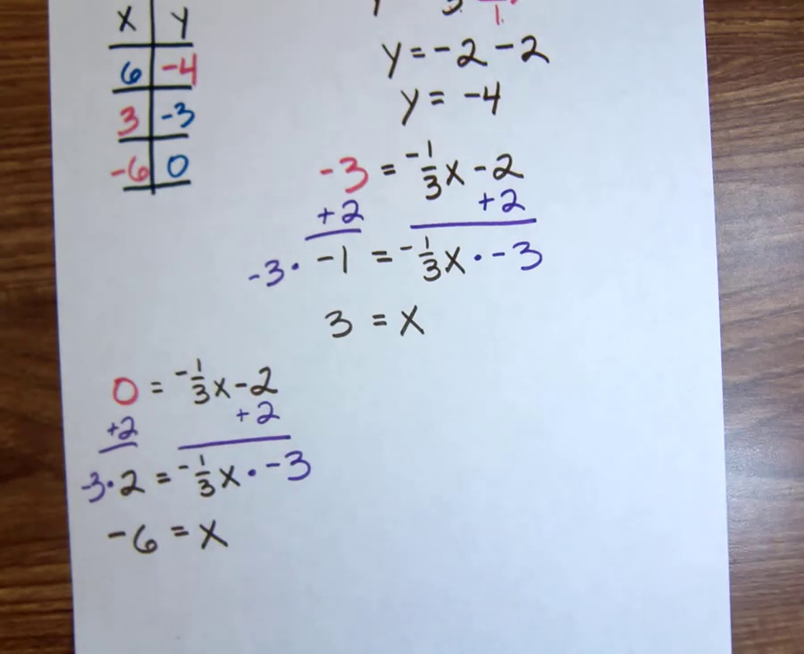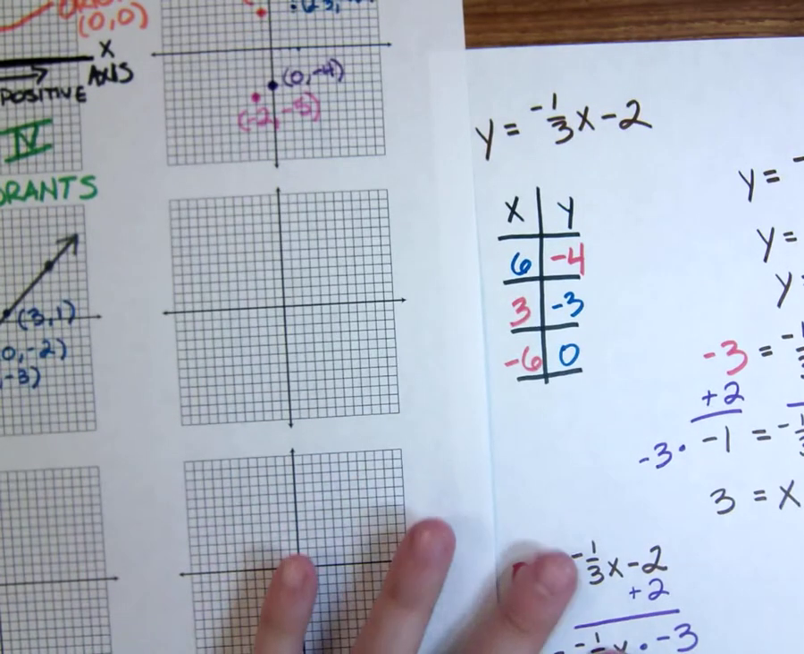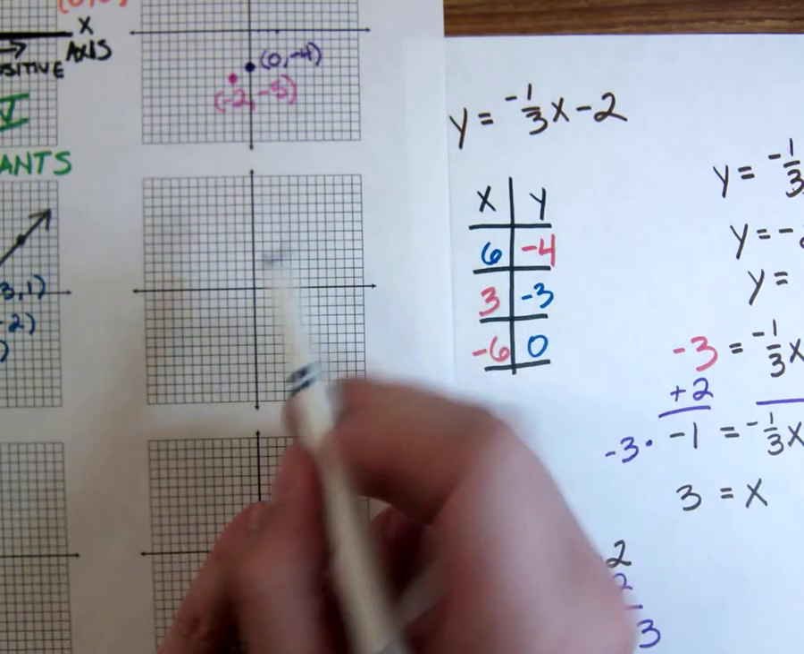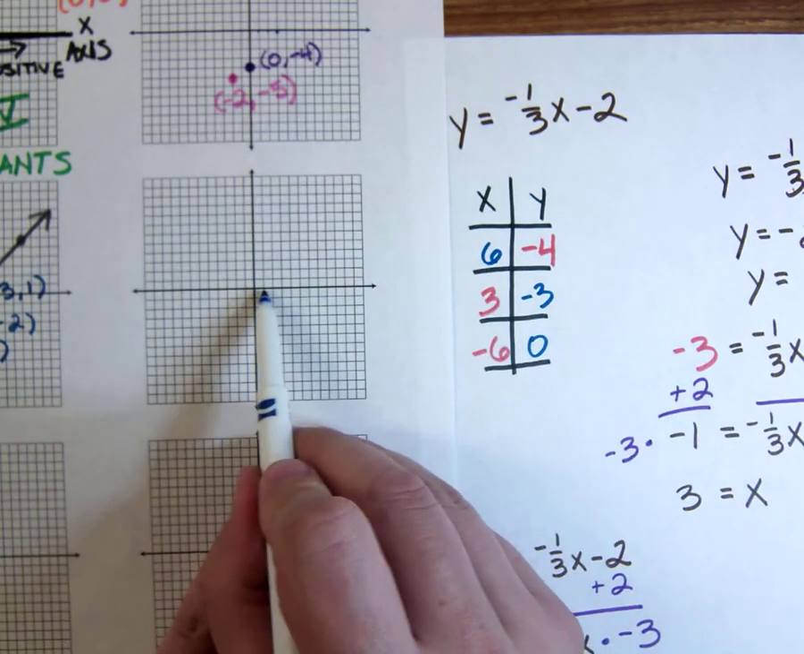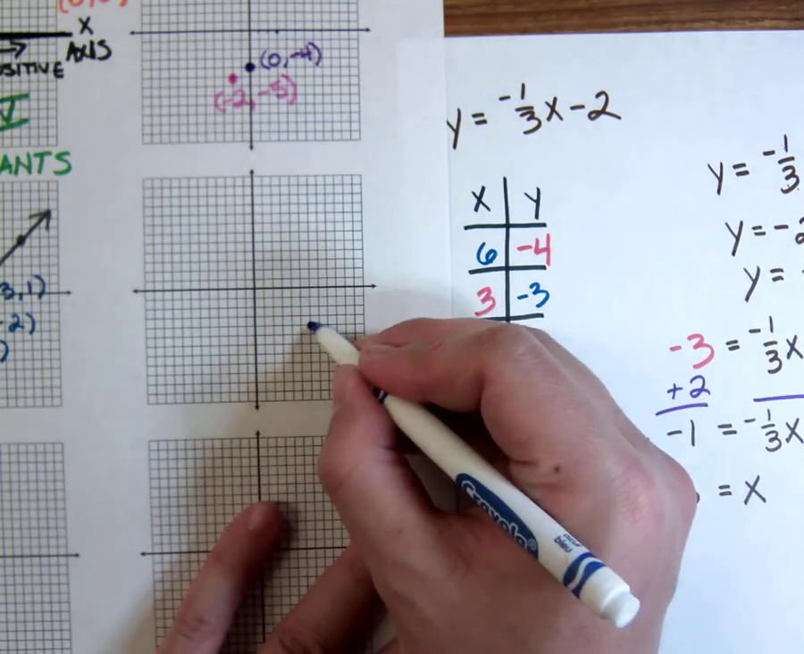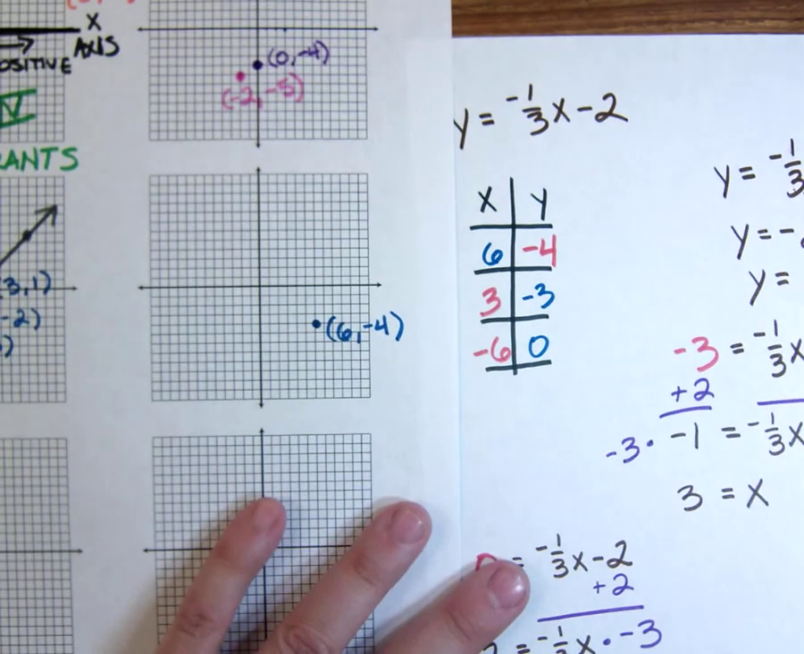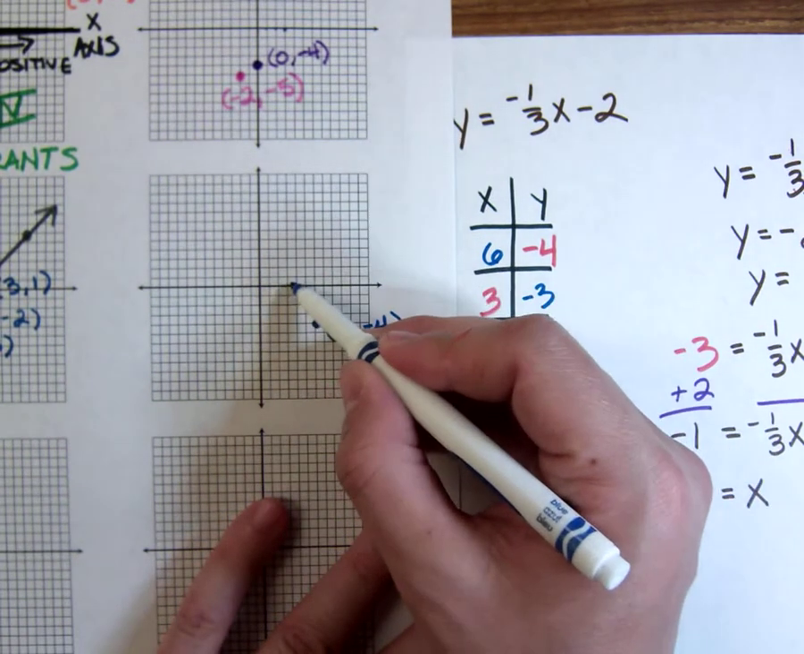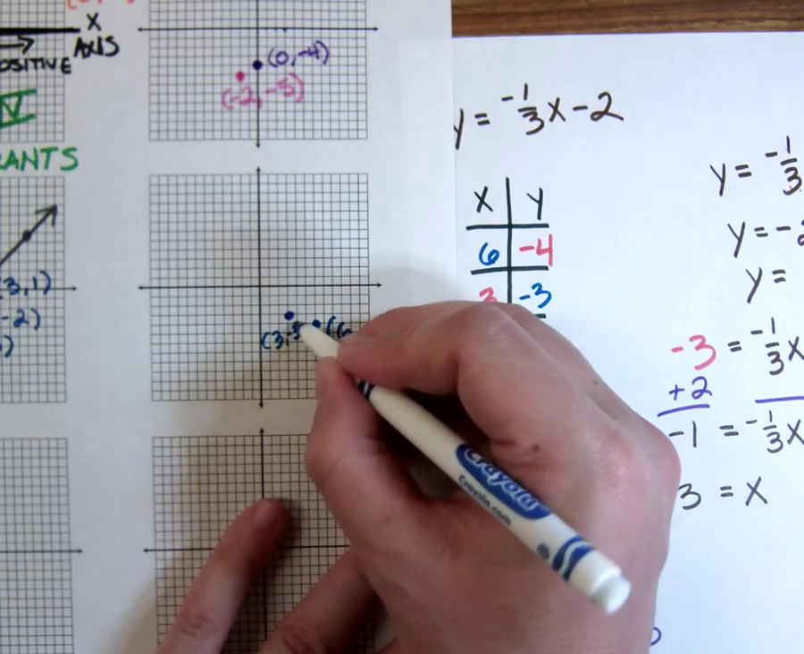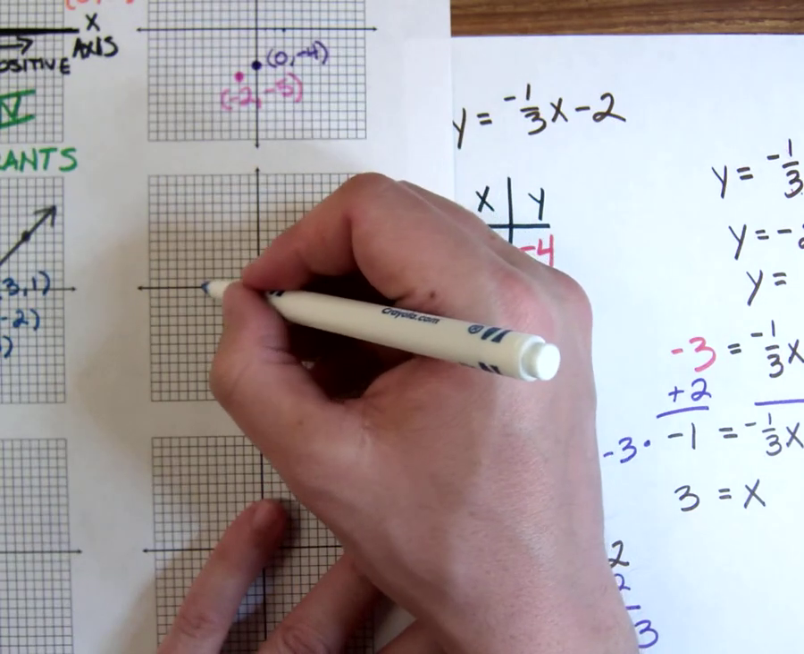And now we have enough to graph it. So back to our graph here. I'm going to go ahead and put those 3 points on there. So 6, -4 will be the first one. Starting at the origin, count 1, 2, 3, 4, 5, 6, then 1, 2, 3, 4. There's 6, -4 down there in the fourth quadrant. 3, -3, also going to be in the fourth quadrant. And finally, -6, 0. 1, 2, 3, 4, 5, 6, 0.